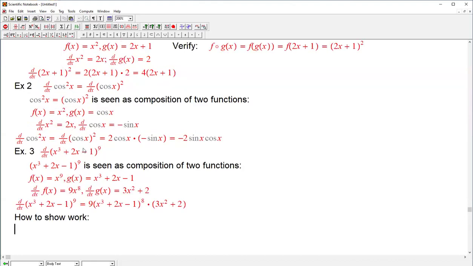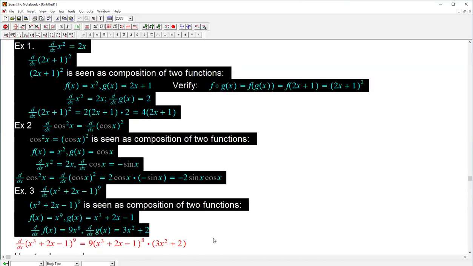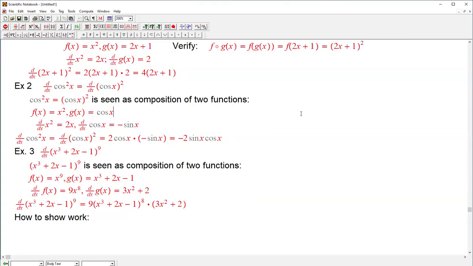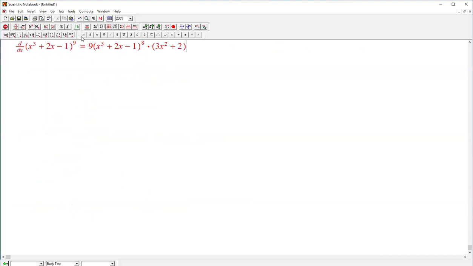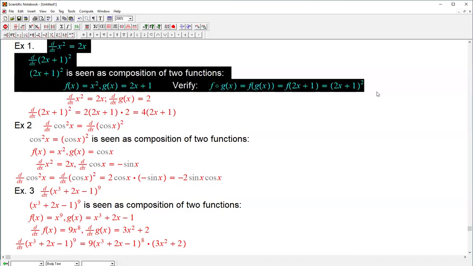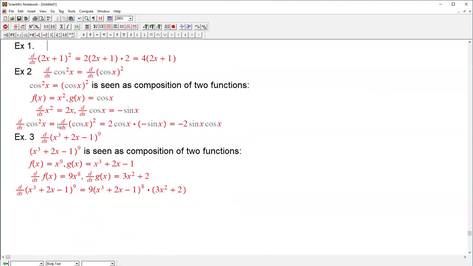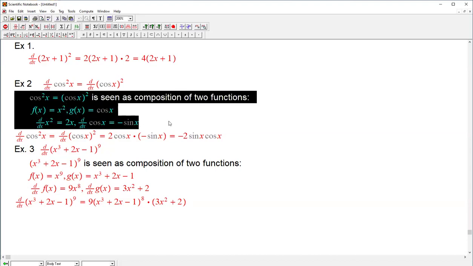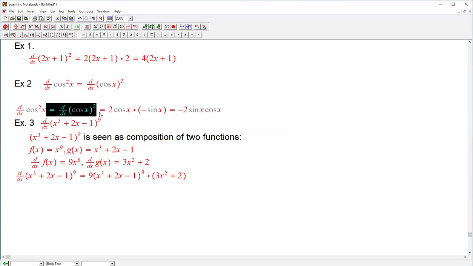Okay, how to show work on examples number 1, 2, 3. I'm going to give you a clear answer. On number one, the only work you have to show is just this much. That's it, you're done. On number 2, the only part of work you have to show is this much. You're done.